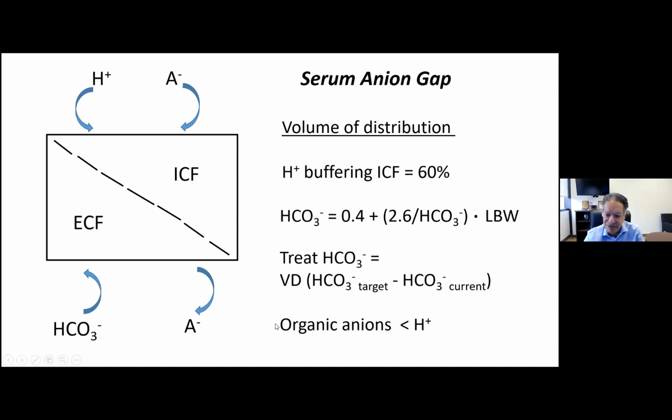But remember that the volume of distribution of organic anions is less than protons. So the anion gap's always going to go up. For the same input, we have the same amount coming in of each. The anion gap or the anion concentration is always going to go up in the blood more than the protons, because the protons are distributed in a much bigger volume.